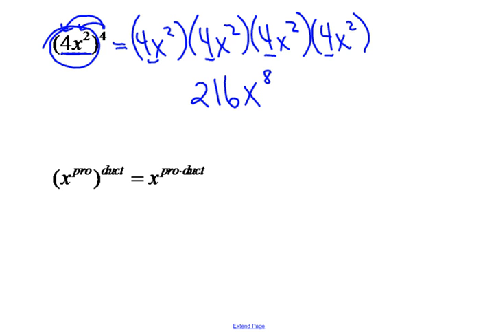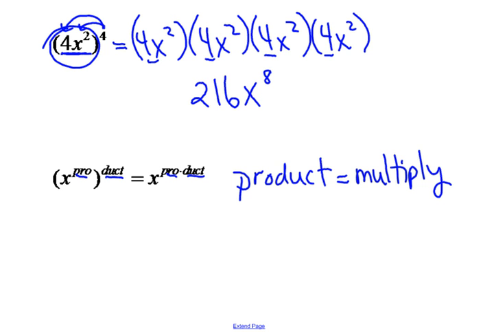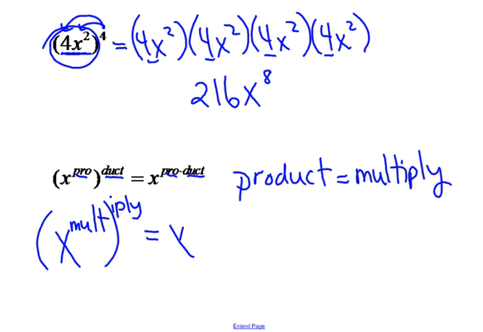You look at this little corny thing down here. x to the power is taken to the power of power, so we get x to the power times power, because product means what? Means multiply. If you liked it better, you could write x to the multiply to the multiply is x to the multiply times multiply. We're going to multiply. These are just pictures for you to get in your head.